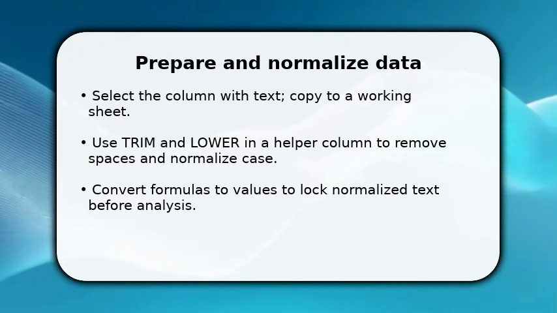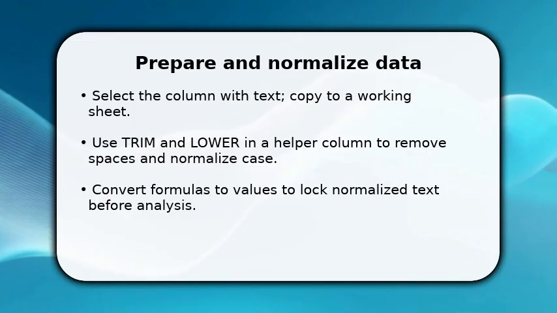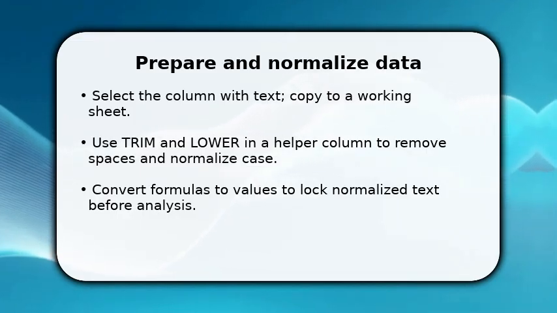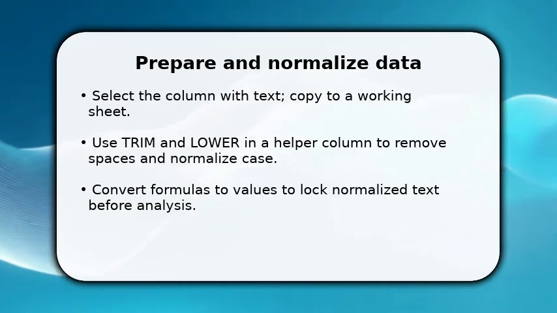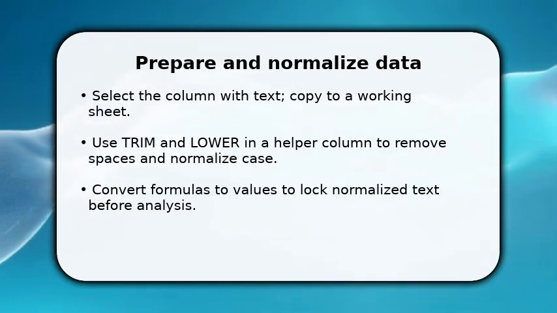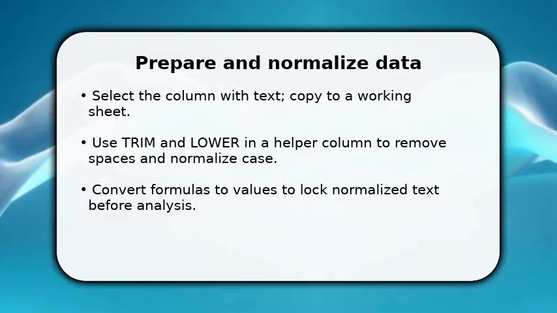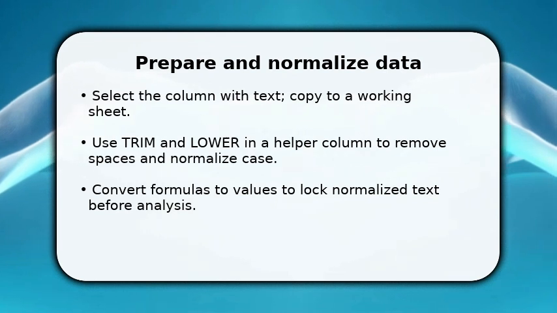Enjoy the video. You start by normalizing so comparisons match. Select the text column and paste a working copy. Once done, add a helper column with =TRIM(LOWER(A2)) and fill down to remove extra spaces and unify case. Make sure to copy that helper column and paste special as values so further formulas reference fixed text. This prevents false misses caused by trailing spaces or mixed case, and it speeds up scanning when you run conditional rules or COUNTIF checks next.